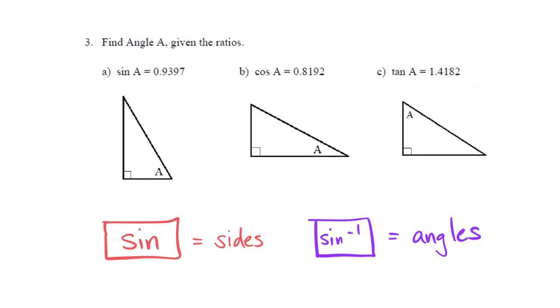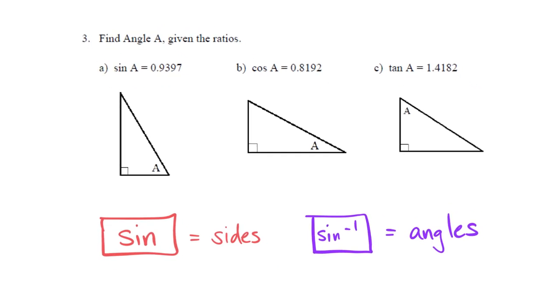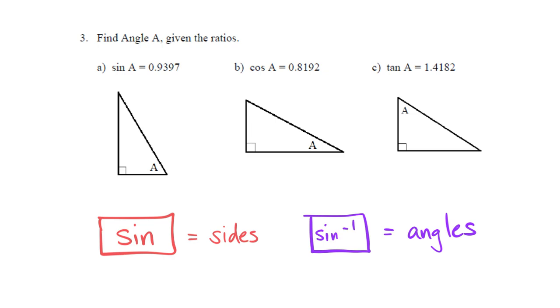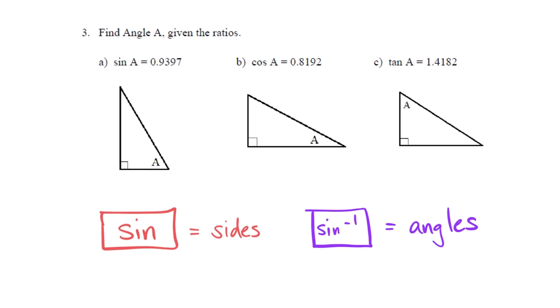Okay, I'm just going to slide that down a little bit and try to create a little more space here. Now we are going to work our way through. There we go. So if I am going to find angle A, then you gave me a sine ratio, so I'm going to use my inverse sine. What I could write then is that A is equal to the inverse sine of 0.9397.